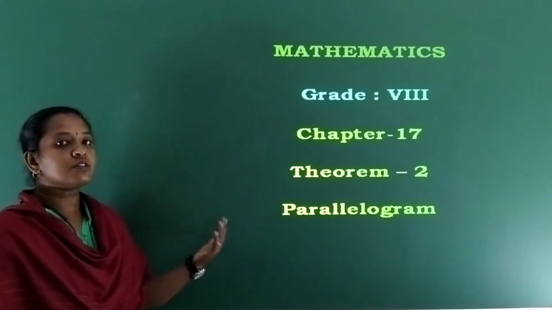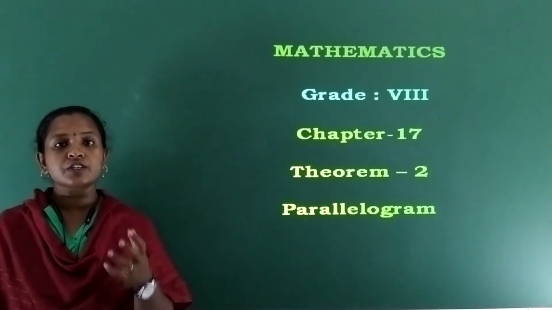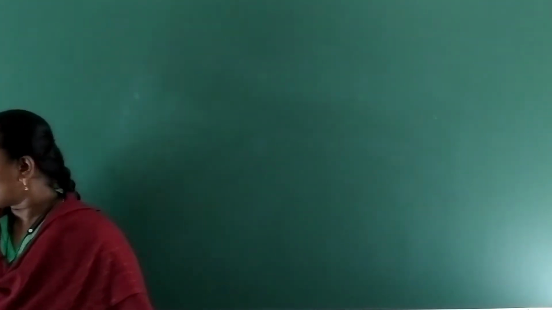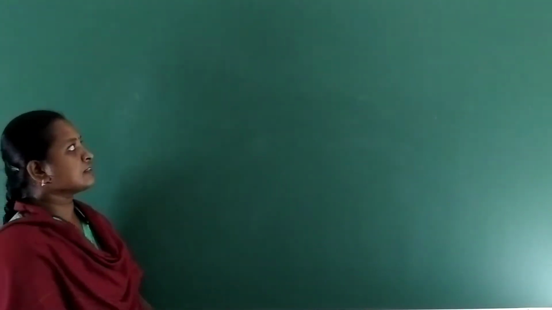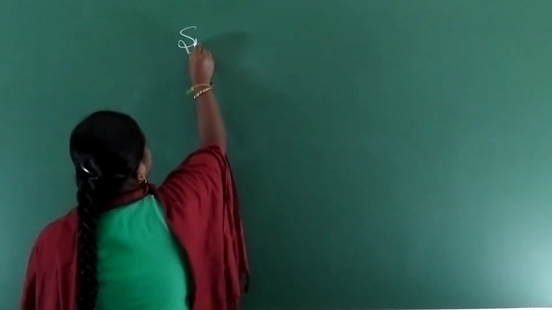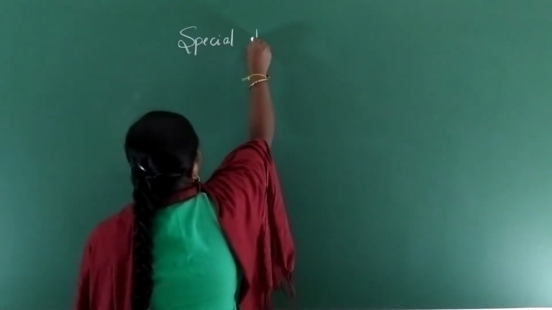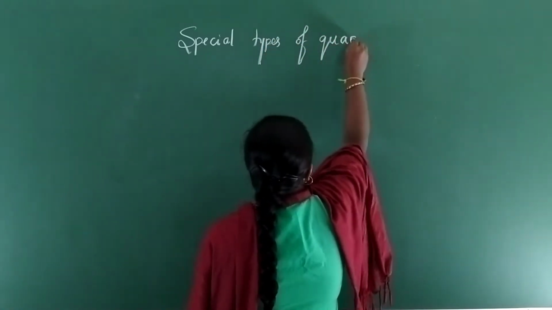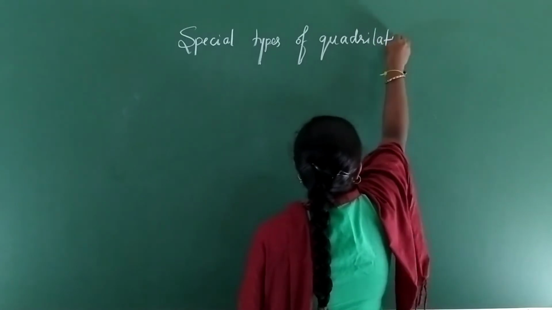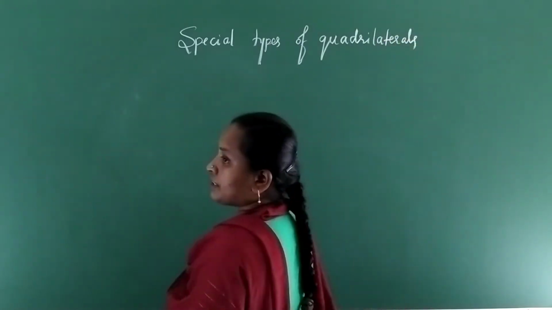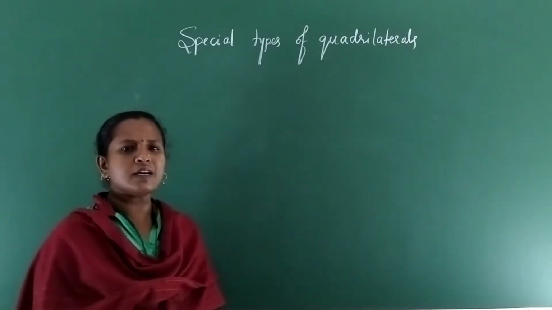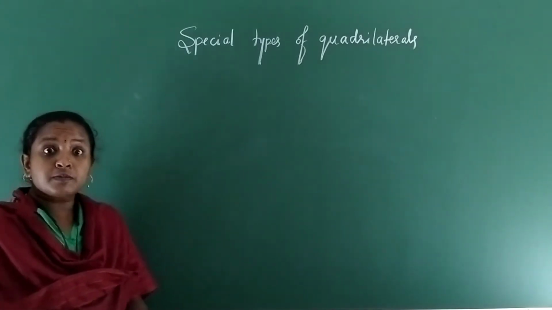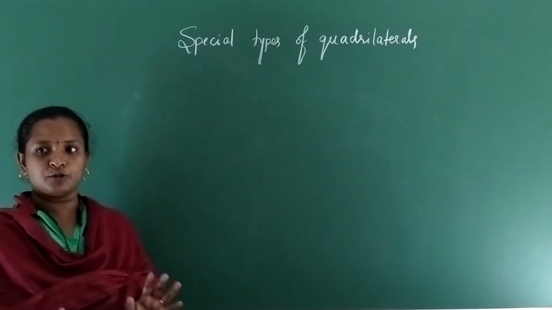Before going to the parallelogram, I'll give an introduction about the chapter, children. Special types of quadrilaterals. Look here, what is meant by special types of quadrilaterals? The name itself is showing special types of quadrilaterals. The lesson is chapter 17, special types of quadrilaterals. What is special? Special means it should be special, right?